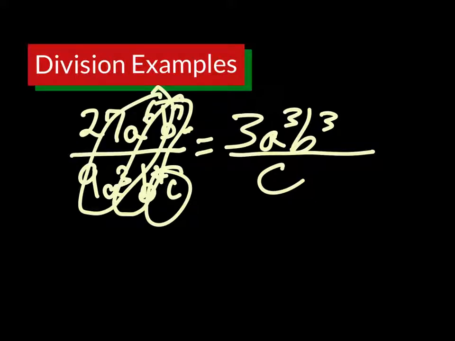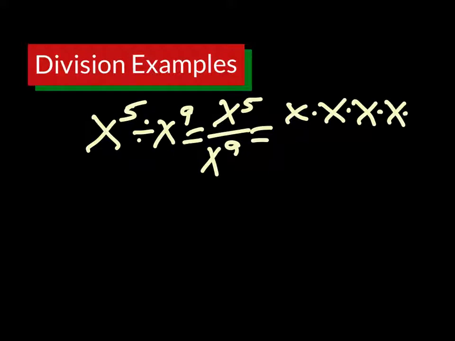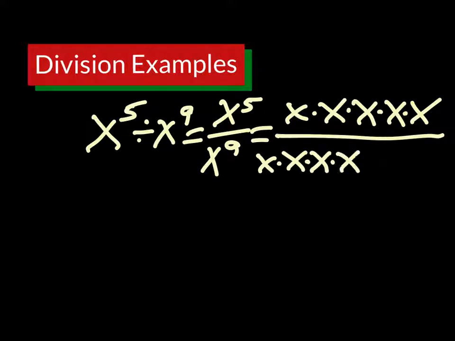Now, let's try another example. Let's try x to the 5th divided by x to the 9th. I can write this as a fraction, x to the 5th over x to the 9th. And what does this mean? Well, it means I've got 5 x's here on top: x times x times x times x times x. And I have 9 x's here on the bottom.